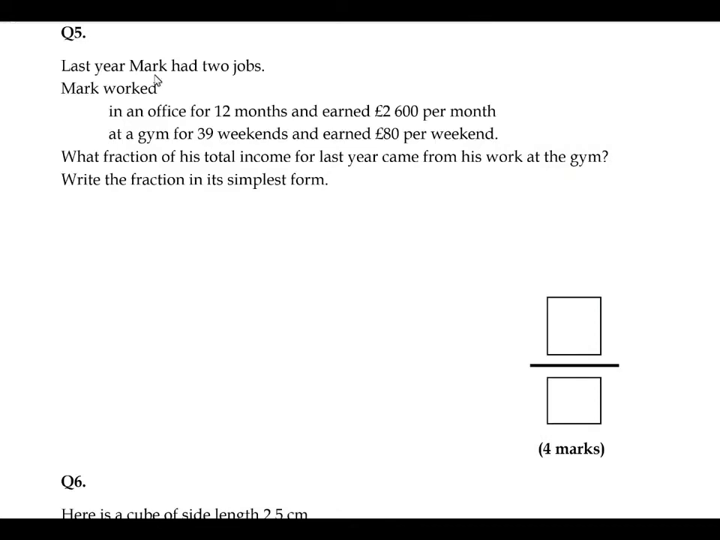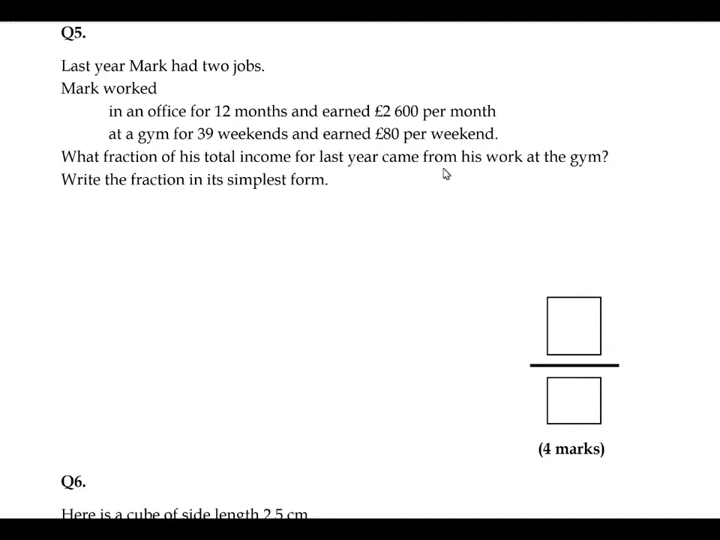Question 5. Mark had 2 jobs. Mark worked in an office for 12 months and earned £2,600 per month. He also worked at a gym for 39 weekends and he earned £80 per weekend. What fraction of his total income for last year came from the work at the gym, and what fraction is it in its simplest form?